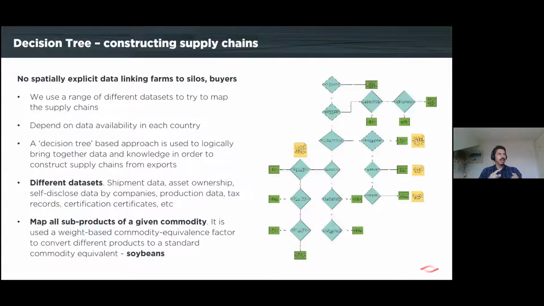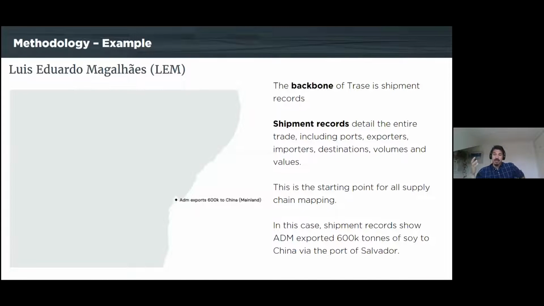We use datasets like shipment data, asset ownership, self-disclosed data by companies, production data, and tax records. And when we map one commodity, for example soy, we use a weight-based commodity equivalence to map all the soy oil, cake and beans exports to just one single value, which we call in this case soybeans. So we convert the soy oil volume exports into soybeans just to make it easier in the platform.